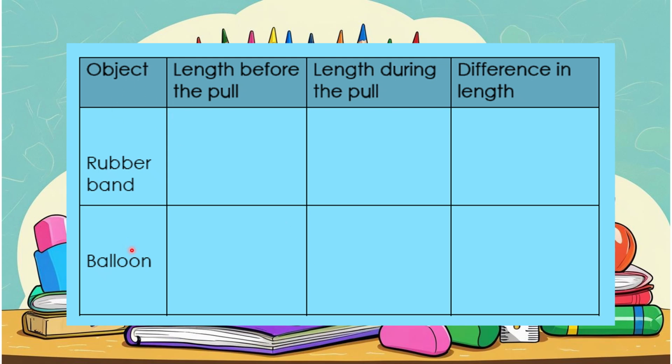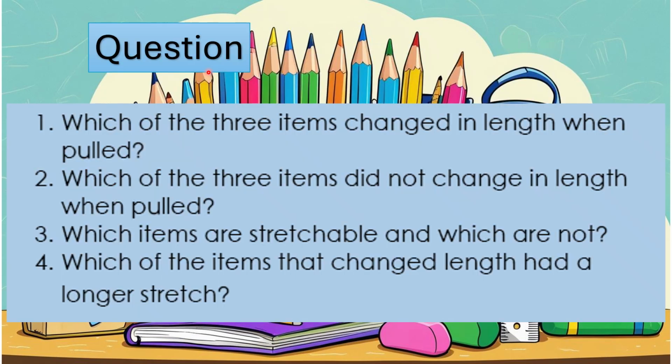Here is the table that you need to answer. Object: rubber band and balloon. Length before the pull, length during the pull, difference in length. Question 1. Which of the 3 items changed in length when pulled? 2. Which of the 3 items did not change in length when pulled? 3. Which items are stretchable and which are not? 4. Which of the items that changed length had a longer stretch?